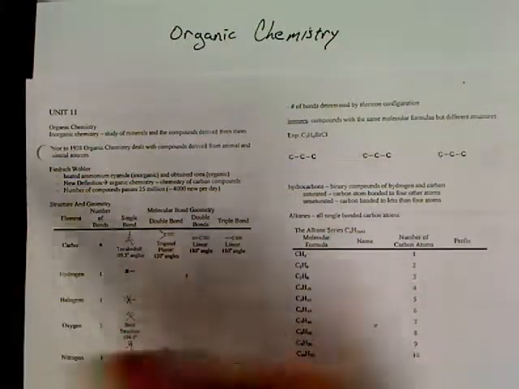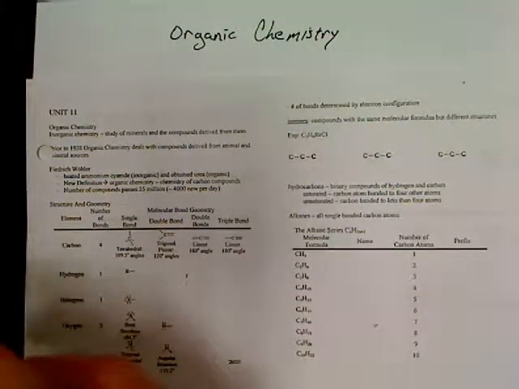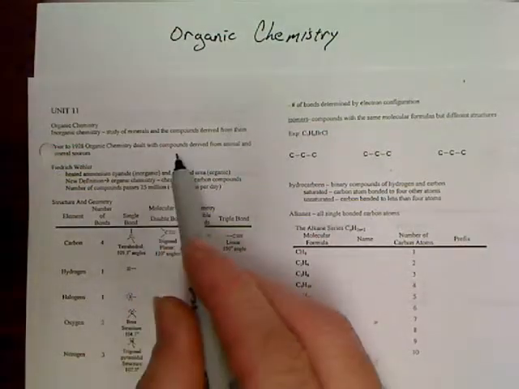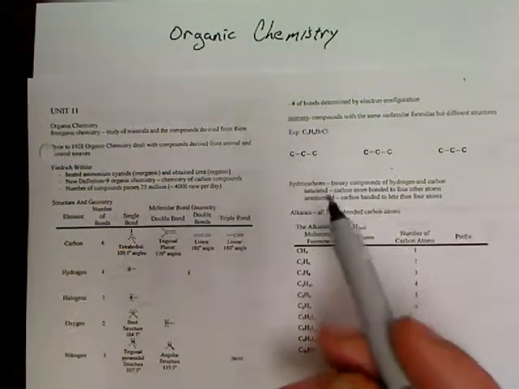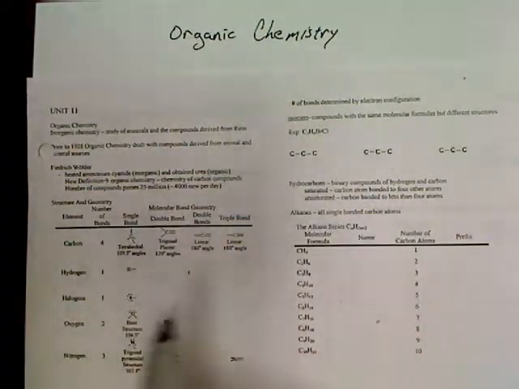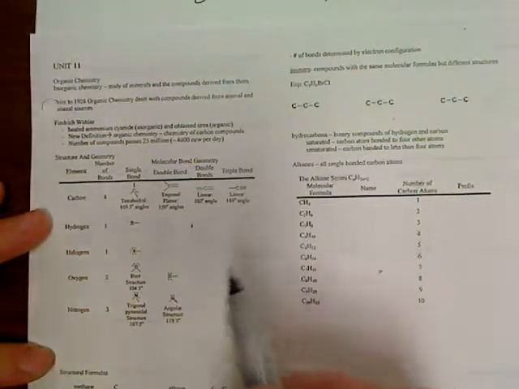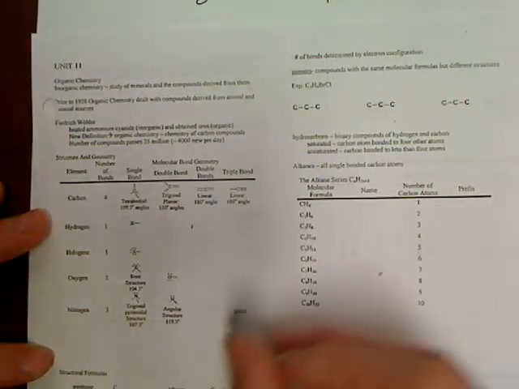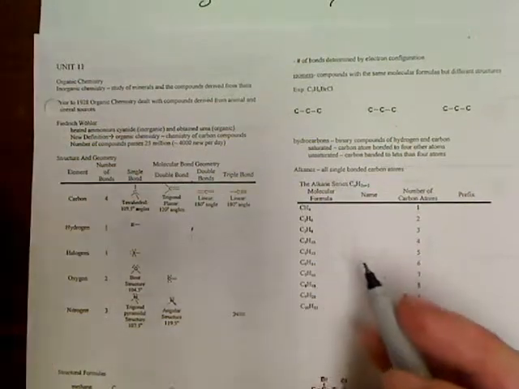In terms of what organic chemistry is, it used to be thought to be derived from things that are living. We've already done this chart, this structure, this year, so we're not going to go back through and do this again. But when you do this in college, you'll have to relearn all this stuff again.